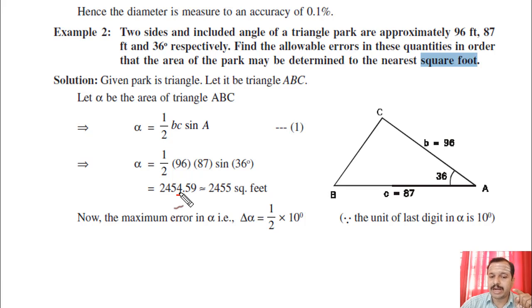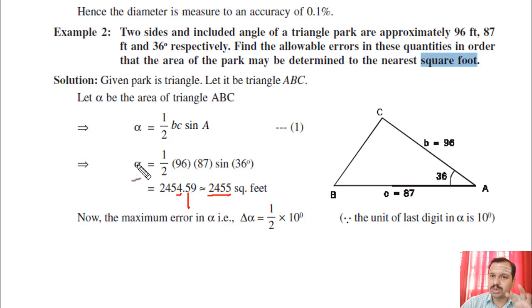Now we have to look at its next digit. It is 5. 5, when it is there, we have to look at the number at which we want to stop. If it is even, it is to be increased by 1. So it is to be made as 2455. So that is over here, 2455 square foot. So that is the area of the triangle after rounding off.